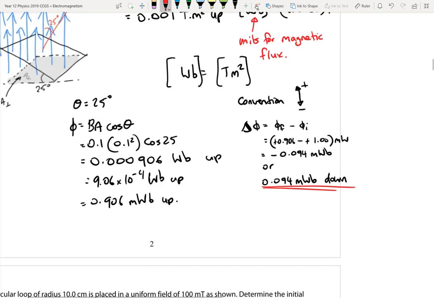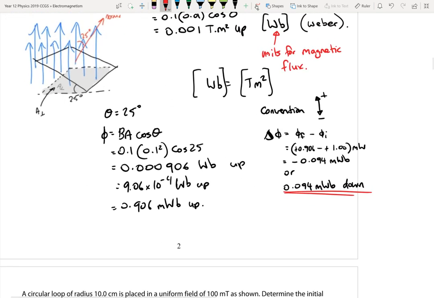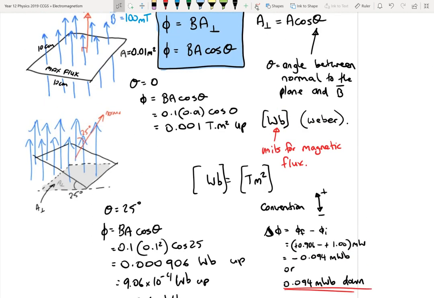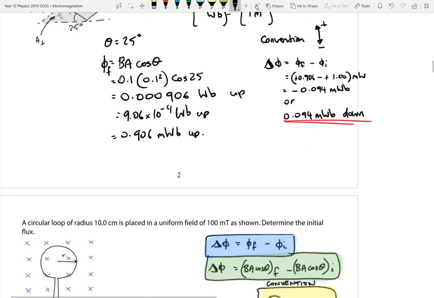So we've jumped straight into some pretty heavy stuff. Flux is BA cos theta, but then we want to consider initial and final. So I could add initial here, final there. We rotated it from that position to that position. So I could go flux initial and flux final. Doesn't matter. I'm just suggesting that we went from that to that. Okay. Could we please go over the page?